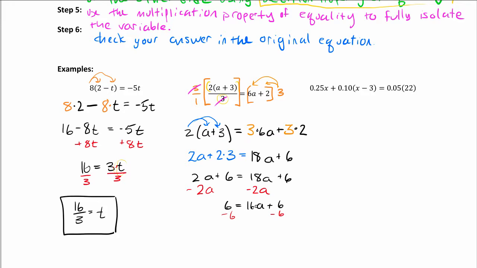And I get 0 equals 16a. And when people see zeros, they can start to panic a little bit, but that's okay. I'm just going to go through. A is connected to 16 by multiplication. I divide by 16. I divide by 16. Now, what is 0 divided by 16? I cut a pizza into 16 pieces. I don't give you any. You have no pizza. So 0 equals a.